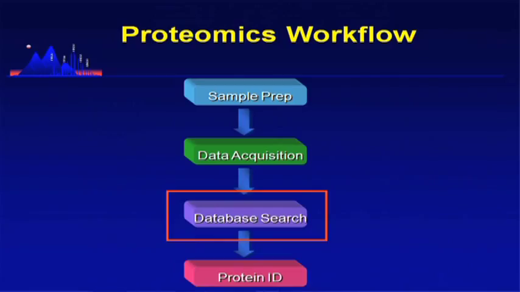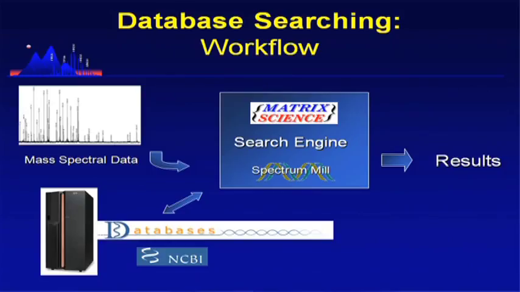So we've prepared our samples, we've analyzed them in the mass spec, we've created thousands of these spectra. Now what do we do with them? We have to analyze them. So we'll go to our database searching workflow where we're going to take our mass spec data, submit it to a search engine, and then the search engine is going to query a protein sequence database and give us a result.